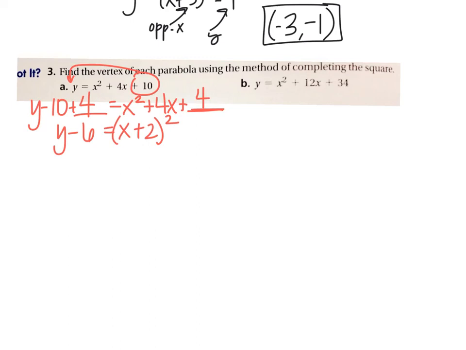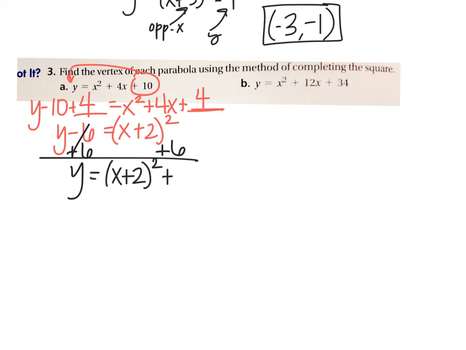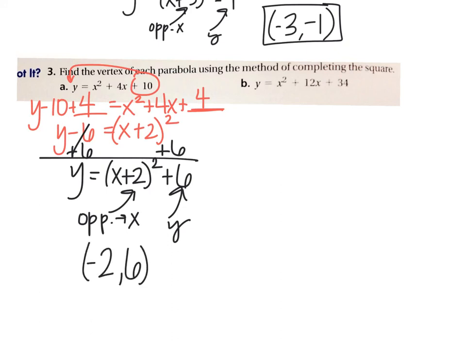And now put it in vertex form by adding 6. And since you don't have anything to add 6 to over here because that 2 right there is in parentheses, you're just going to stick it on the end. And now it's in vertex form. So your vertex is going to be opposite of that for x and that for y. So your point is going to be -2, 6. That is your vertex.